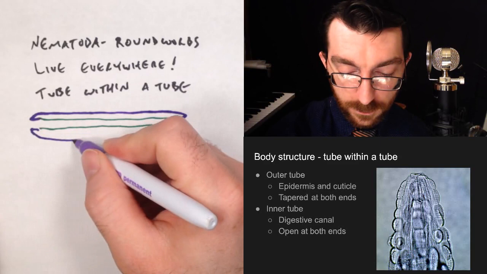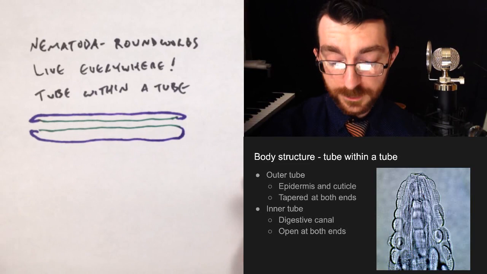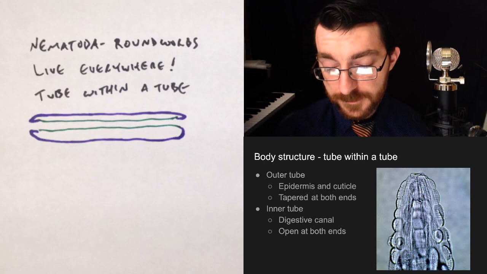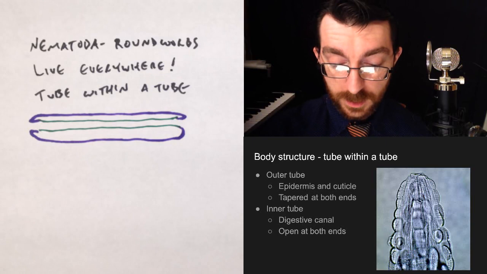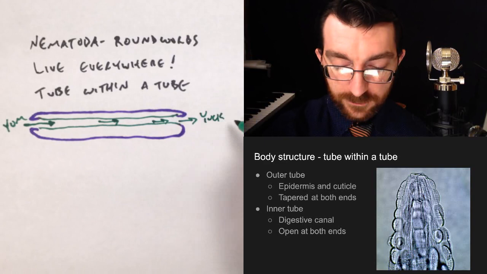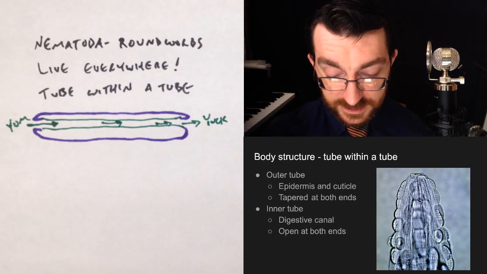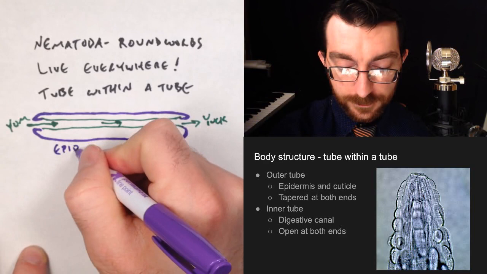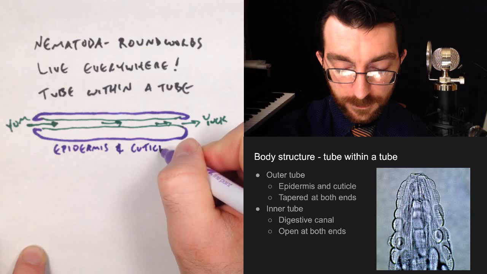Kind of just looks like a giant hamburger bun or something, but it's a cross section obviously. So the inner tube is where food would pass through. Okay, so yum on one side goes through to get digested, and of course it would be yuck on the other side, because that would be its feces. On the outside, though, that is where it would have its epidermis and its cuticle. That's the only thing cute about it.